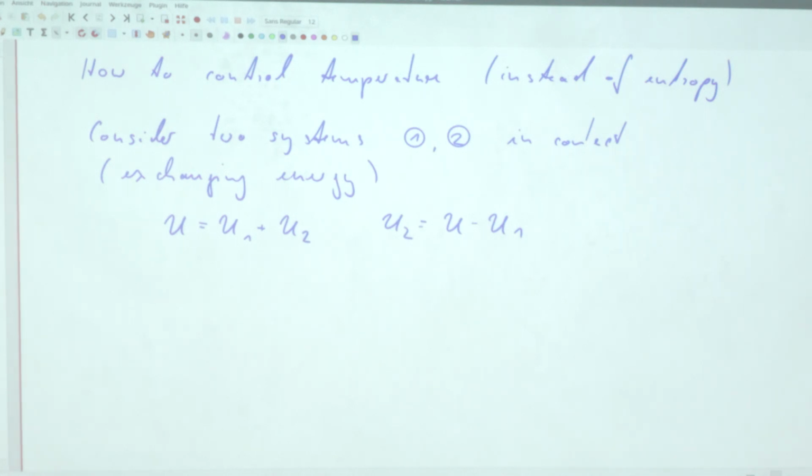And the number of possible configurations in any of these systems I want to call G of U. And then this G of U. So if you have 100 possibilities in one system, 100 possibilities in the other system, no, it's not correct. We have to multiply.